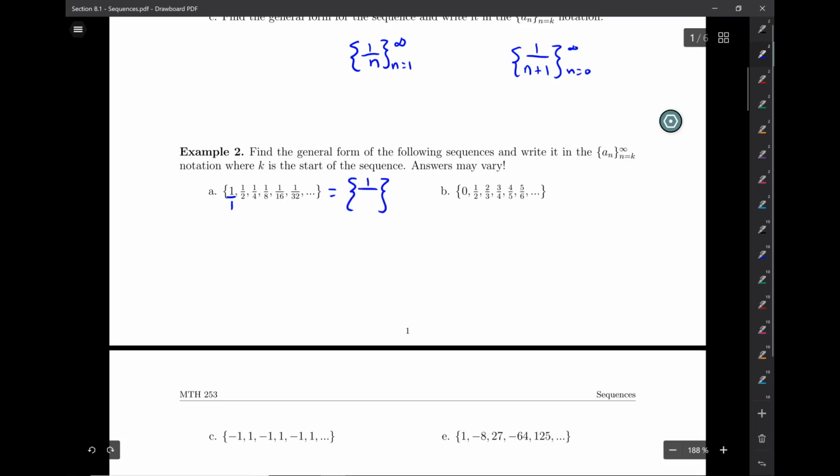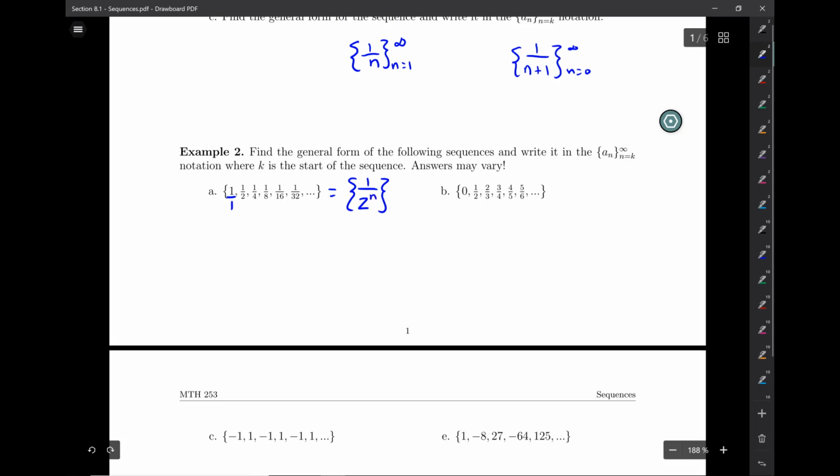I see the numerator is always 1. I don't really need to think much about that particular one. The denominator appears to be powers of 2. 2, 4. I multiply 4 by 2 to get 8. I multiply 8 by 2 to get 16. Multiply 16 by 2 to get 32. So it looks like we're doing powers of 2 here. So maybe 2 to the n.